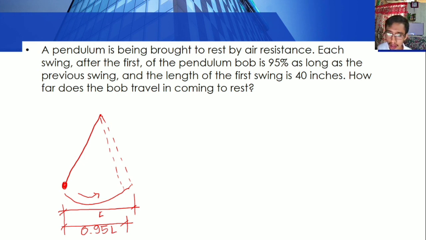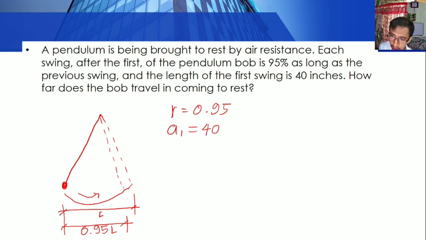So sabi niya dito sa problem, each swing after the first is 95% as the previous swing. So dun sa previous swing, so 95% na lang siya dun sa susunod na swing. So yung common ratio natin, R is equal to 0.95. Kasi after every swing niya is nagbabawas siya ng 5%. So, yung A1 natin, which is yung first na tinravel ng pendulum is 40 inches.